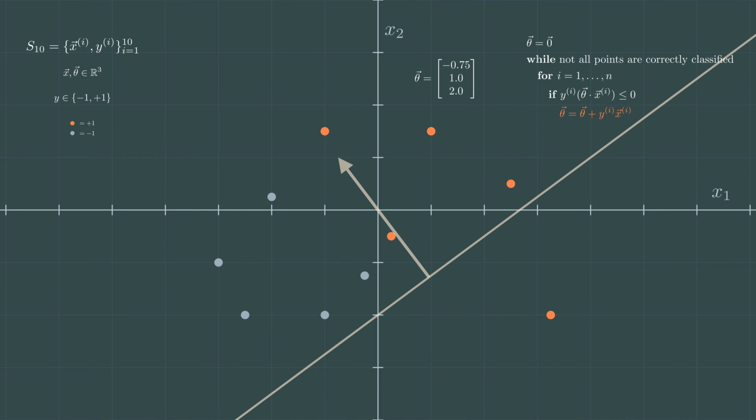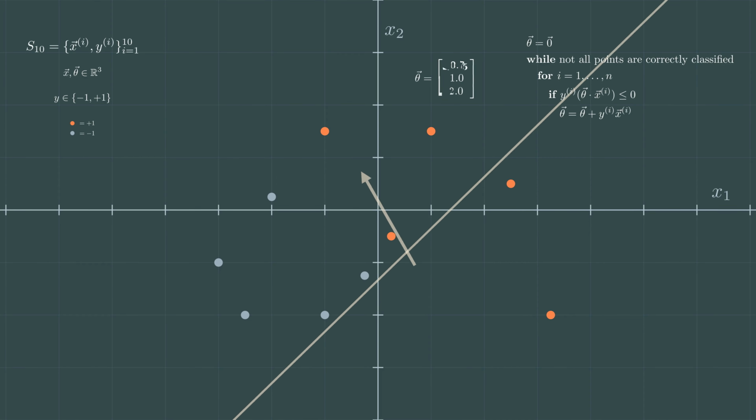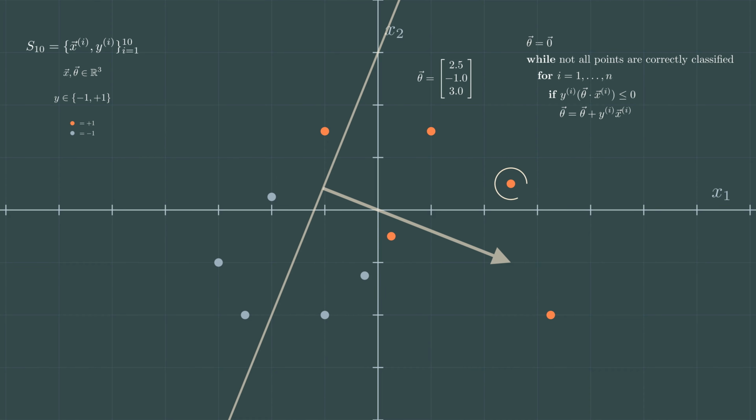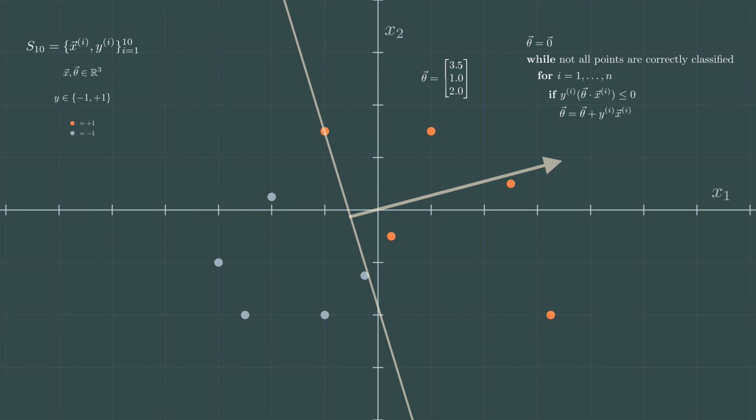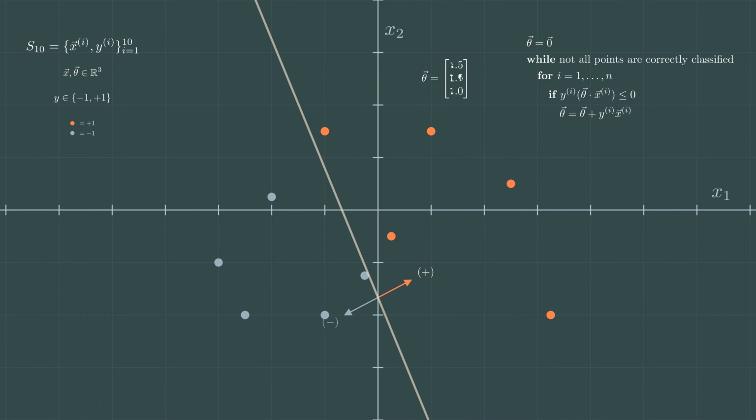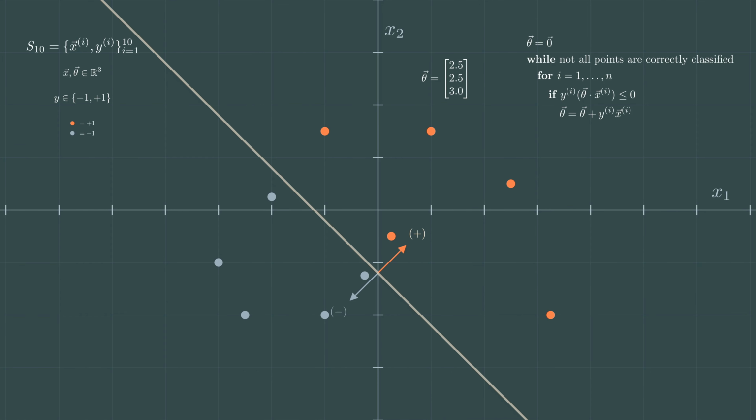We will then, as before, iterate through the rest of the points automatically. We find that we don't correctly classify all of the points after the first iteration through our dataset, but after one more, we get this decision boundary, which correctly classifies all of our points.